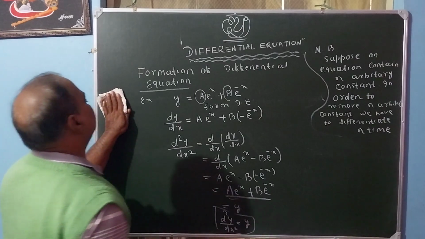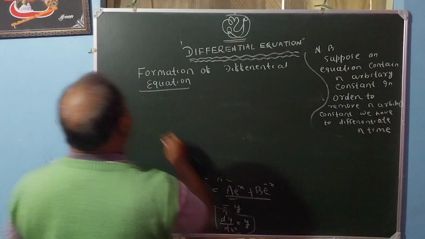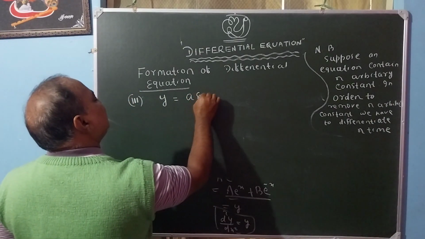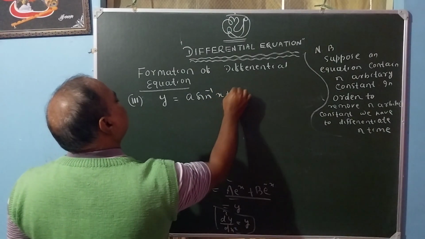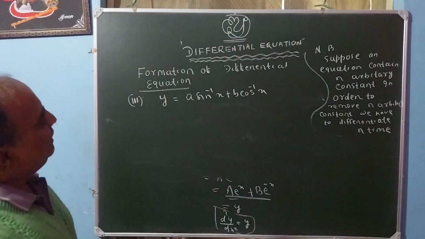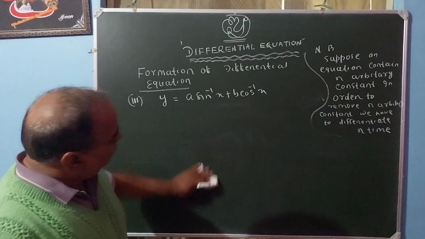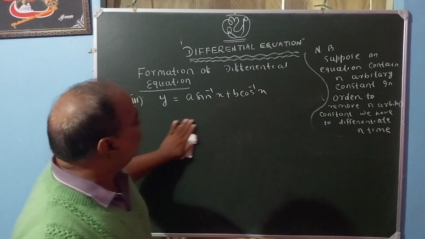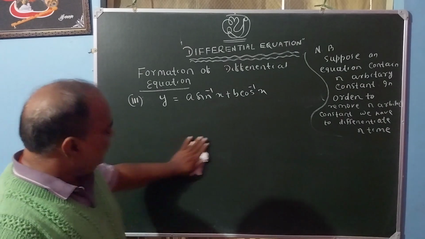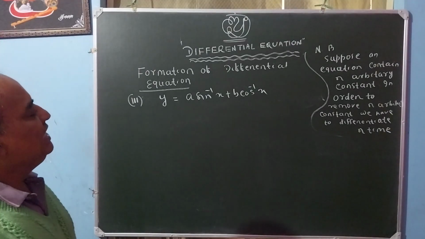Write down another question. Form the differential equation. Question number 3: y is equal to a sin inverse x plus b cos inverse x. Form the differential equation. So here there are two arbitrary constants, one is small a, another is small b. In order to remove two arbitrary constants, we have to differentiate it two times.